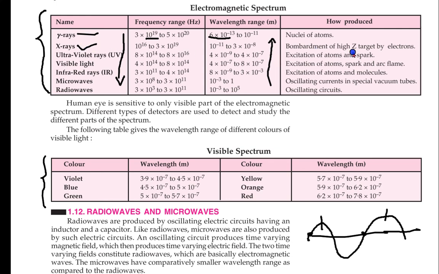Z is the atomic mass. So ultraviolet rays come from excitation of electrons and sparks. Visible light comes from excitation of atoms, sparks and arc flames, a light bulb. Infrared rays come from excitation of atoms and molecules. Radio waves come from oscillating circuits, and microwaves from oscillating current in special vacuum tubes.